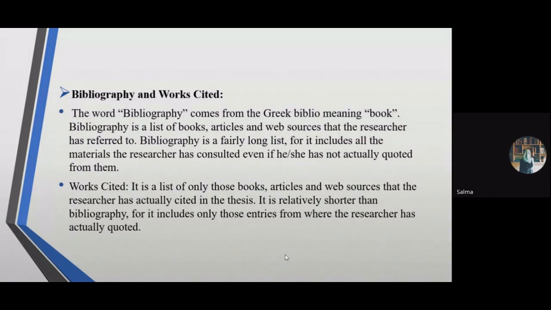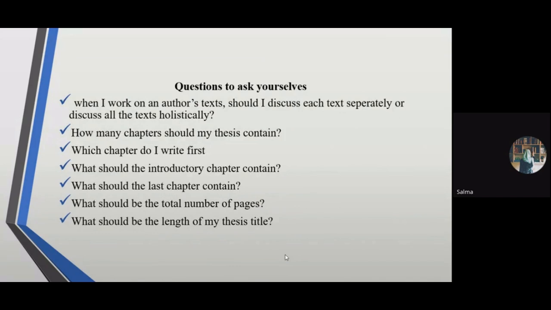Okay, what is works cited? It is a list of only those books, articles, and web sources that the researcher has actually cited in the thesis. That is the difference between bibliography and works cited. Yes. So we are using the term works cited there.